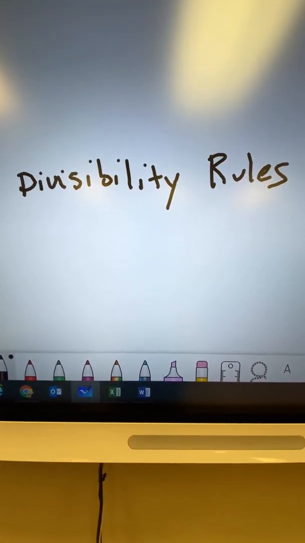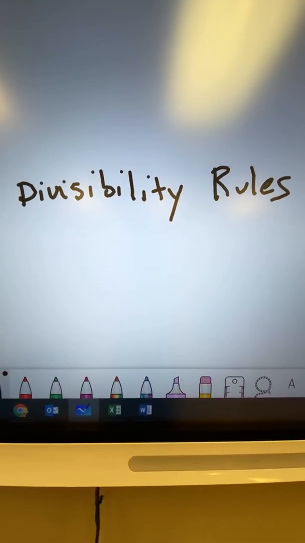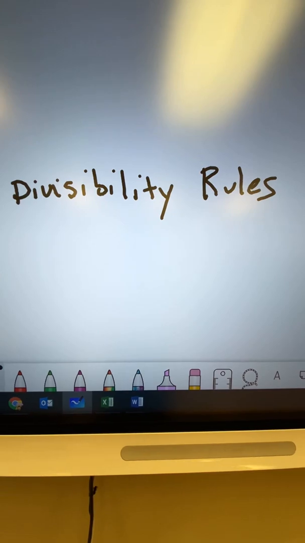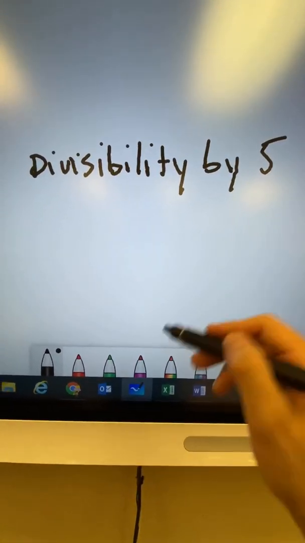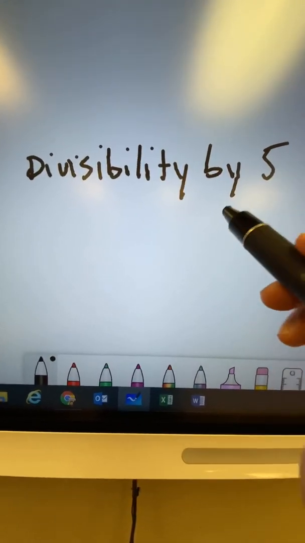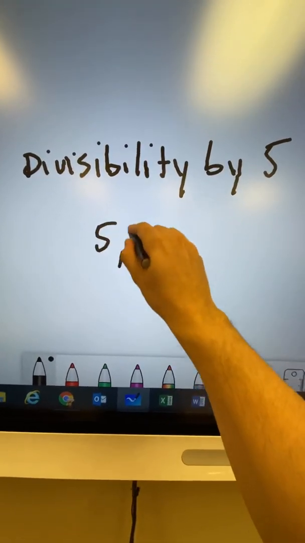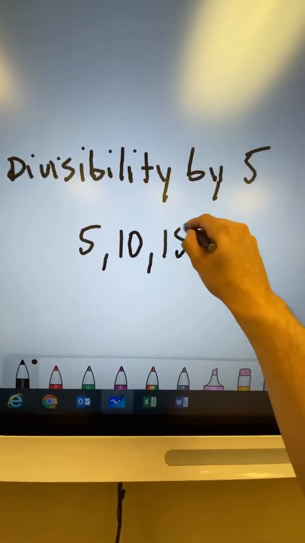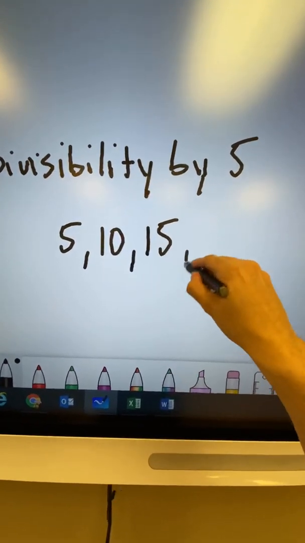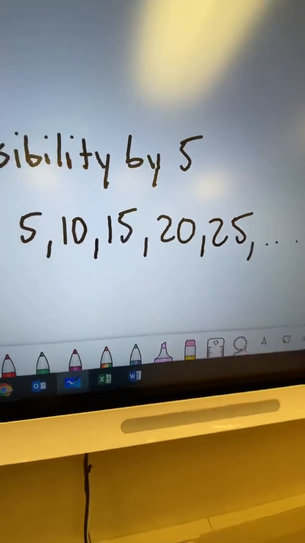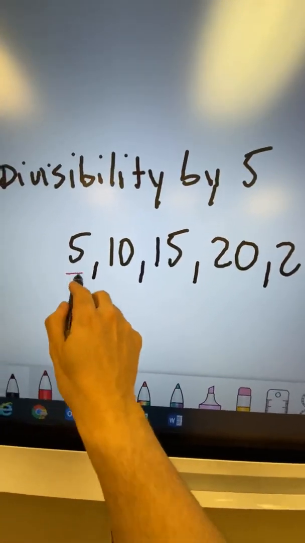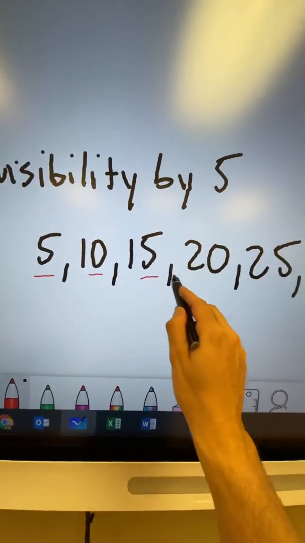I'm going to show you some divisibility rules, so that way it will help you with writing out factors and multiples. Here's an example of one. So divisibility by 5. A number is divisible by 5, and if you notice the pattern here, look, it's basically like counting by 5s. Now look at, what do all these numbers end with, right? If I keep counting by 5s, they end in either a 5 or a 0.